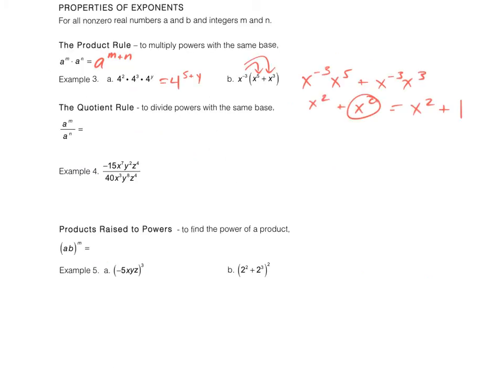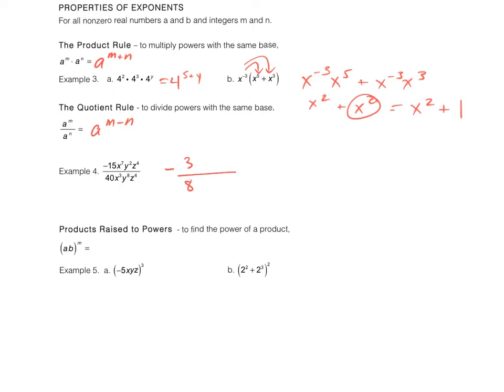The quotient rule is for when we divide powers with the same base. In this case, a to the m divided by a to the n equals a to the m minus n. In example 4, we have numbers and then 3 different variables, so we'll treat each of those separately in simplifying this fraction. So the negative sign is going to stay there. 15 and 40 are both divisible by 5, so we can simplify that to 3 and 8.